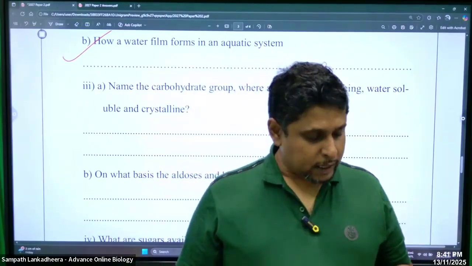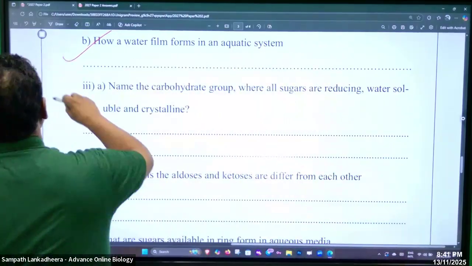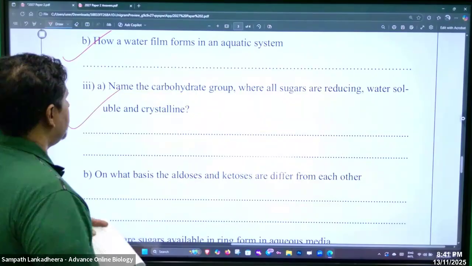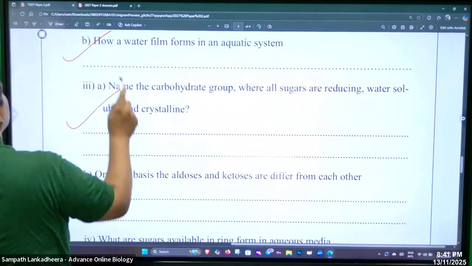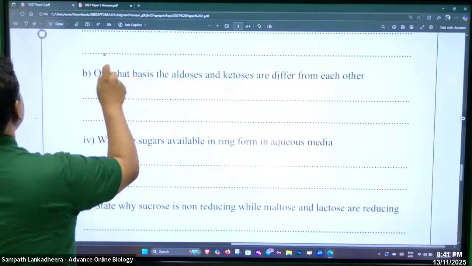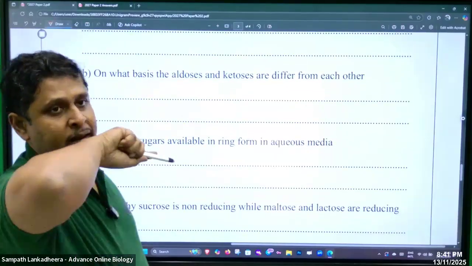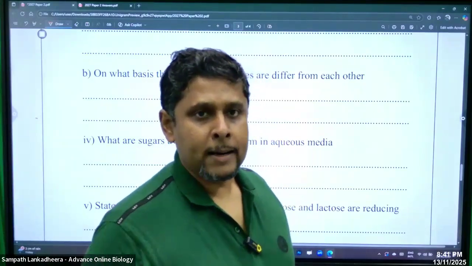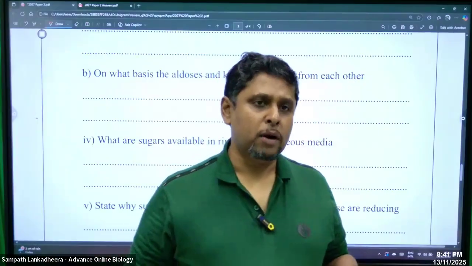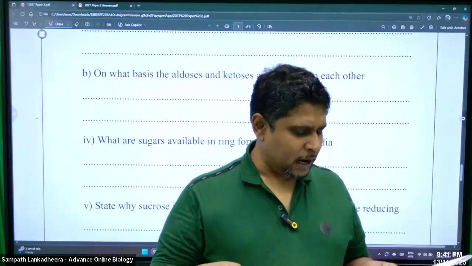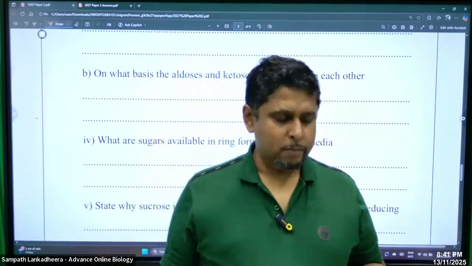And then, on what basis do aldoses and ketoses differ from each other? Carbonyl carbon, right? The aldo and the keto carbonyl carbon. I think you better write it like that: aldo and keto carbonyl carbons.